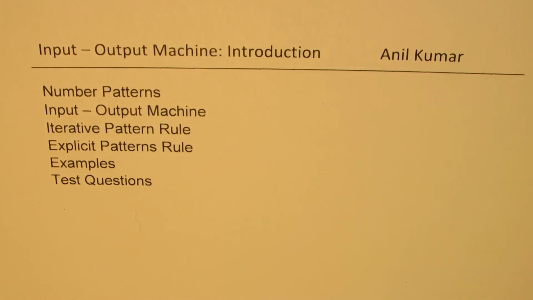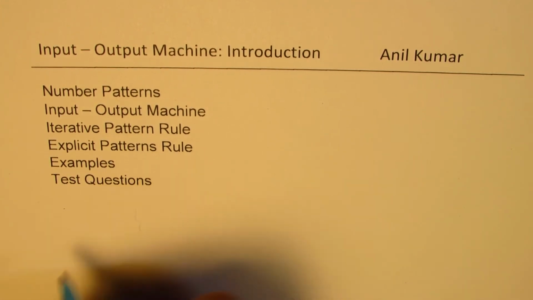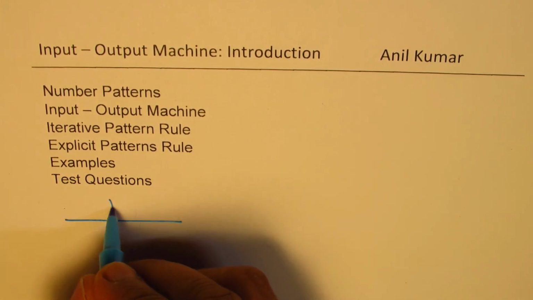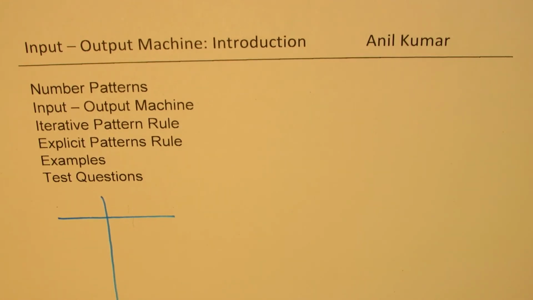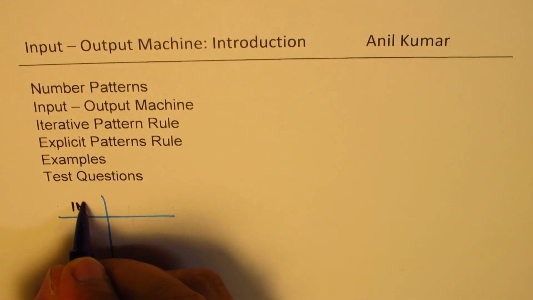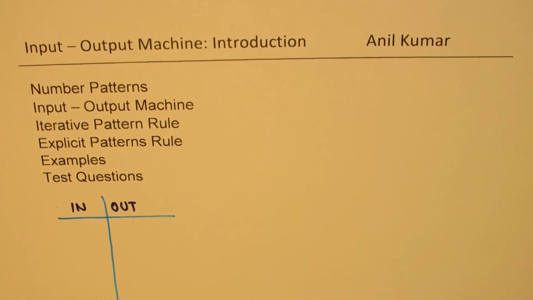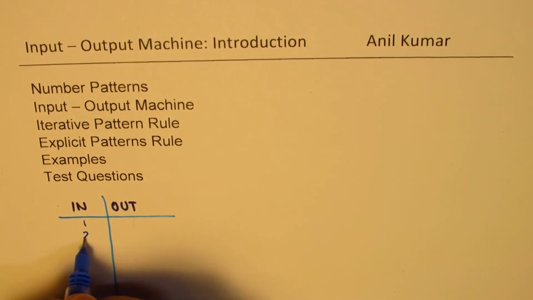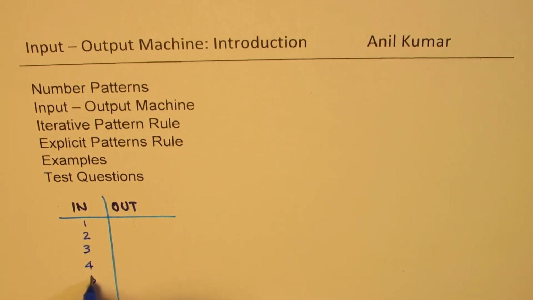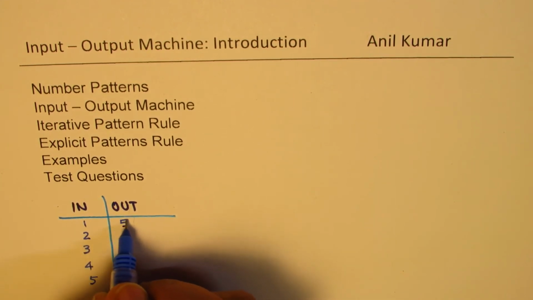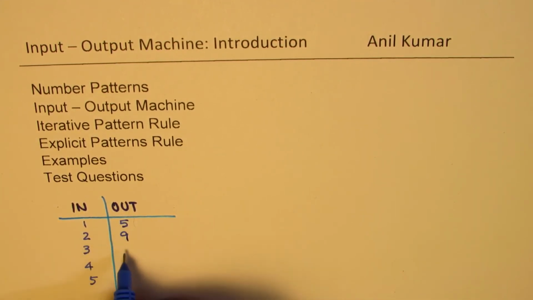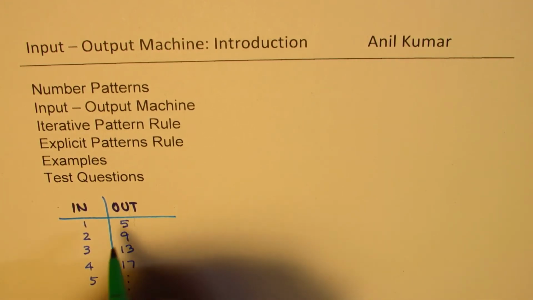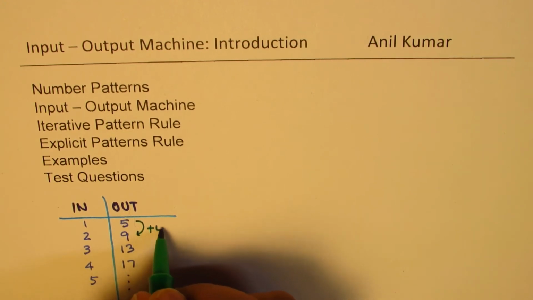Now, let's have questions for you to find input-output rules. So now I'll provide you with input-output table. So let me give you input and output. So let the input be 1, 2, 3, 4, 5. Okay. The outputs I'll give you this time will increase by 4. Okay. Starting with 5, we'll increase by 4. So we'll keep on adding 4. So we have these numbers. So what I've done here is to get to the next number, we are adding 4.